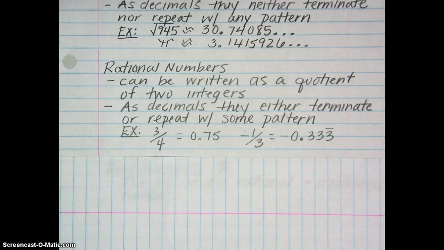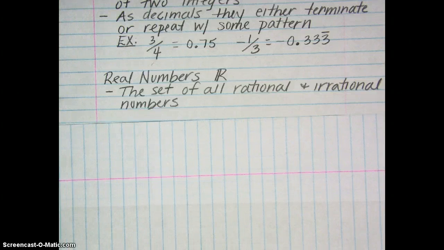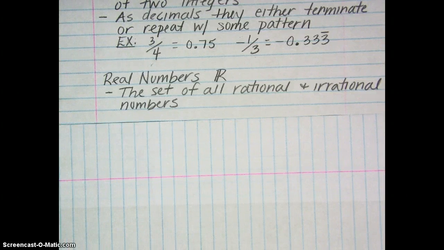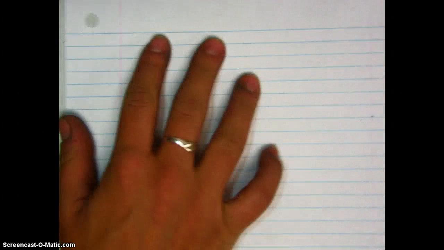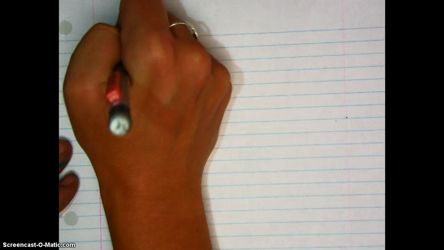Now, all of these numbers, and all the numbers that we'll talk about in this class, are what we call real numbers. Real numbers, which is basically the set of all rational and irrational numbers. Pretty much any point on the number line, no matter where it is, is a real number. Okay? So let's apply these definitions to some example problems. So example 1, let's just classify some numbers.